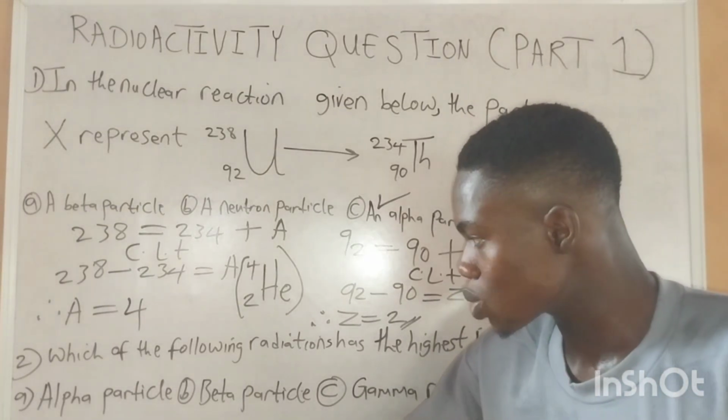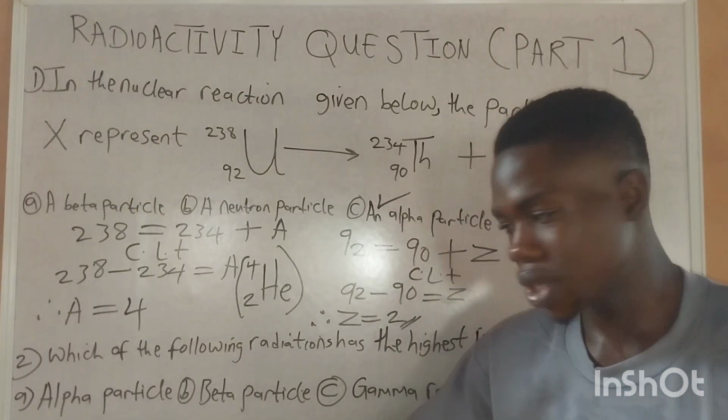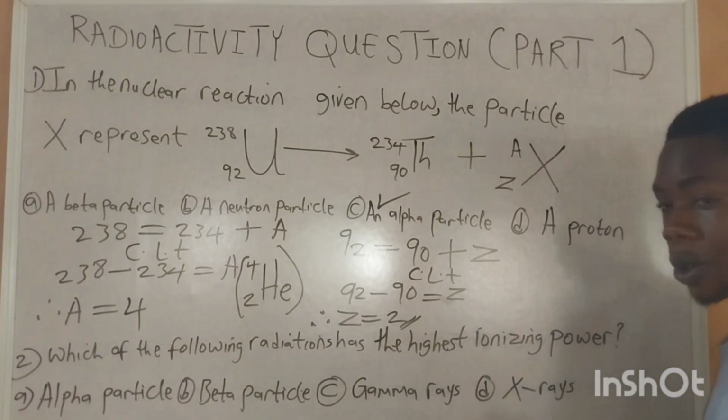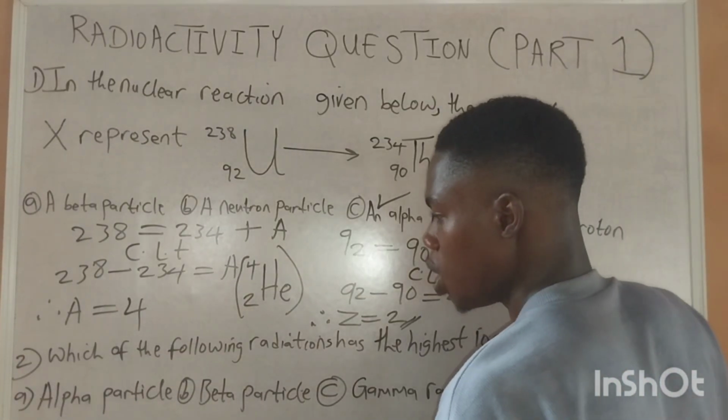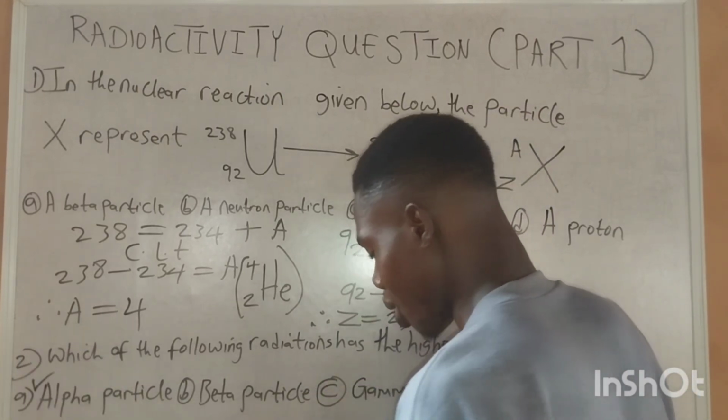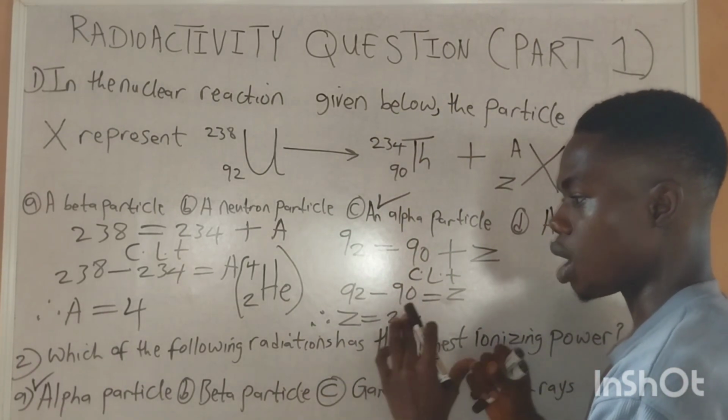and option A happens to be the answer. Since you have gotten the right answer for this question, it means that option B, option C, and option D are wrong. So option A, which happens to be alpha particle, is the correct answer for this practice question.